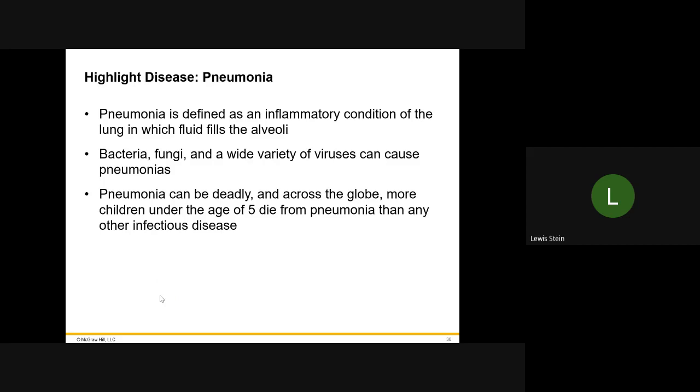Not exclusively, but typically. And interestingly, we look at that fluid to determine: is it bloody? Is it not bloody? Is the blood swirled? Is the blood brownish or rusty colored? Because it gives you a clue.